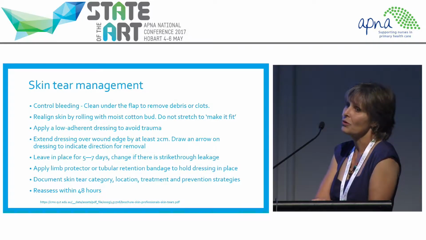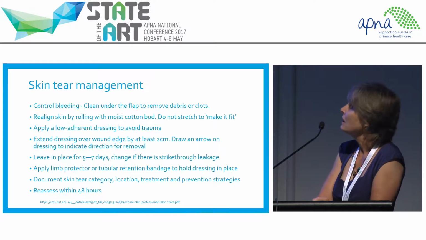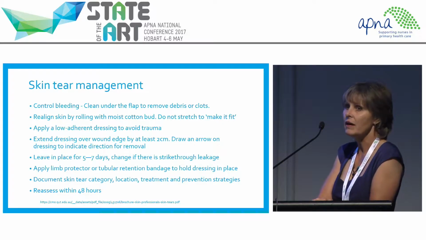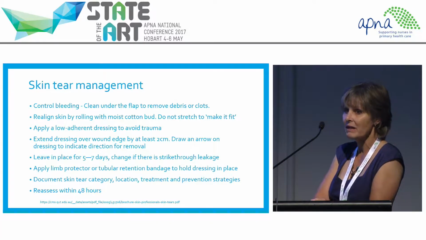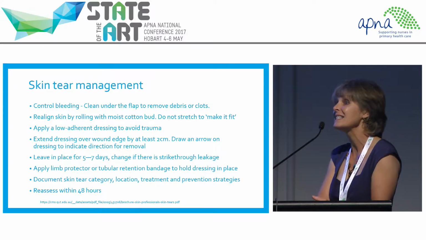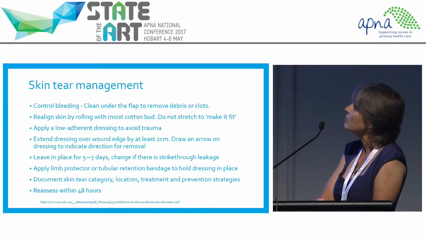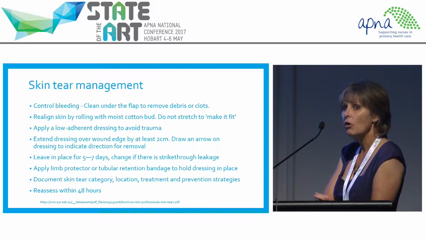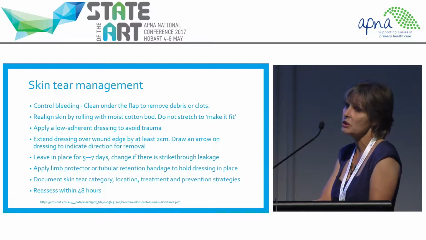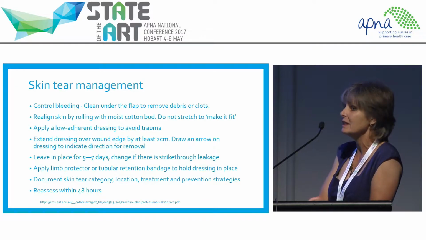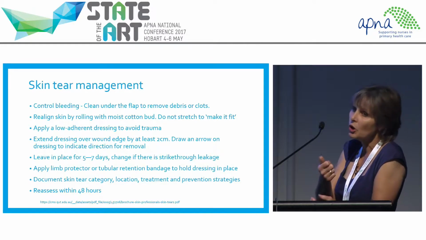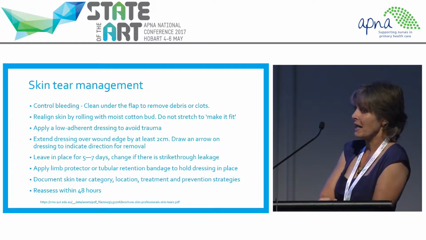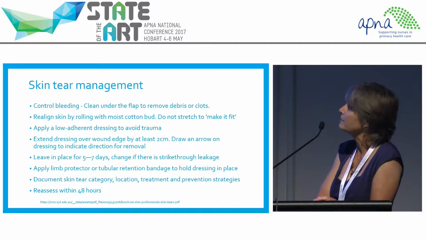Obviously, the most important thing is to control the bleeding initially and clean under the flap. You often find that you've got blood clots underneath that flap. The wound can't heal whilst the blood clot is still there. So we do need to get rid of that blood clot and realign the skin, using either a cotton wool bud dipped in saline or sterile water, or one of the wound swabs. That works just as well, and it's got a longer stick on it generally. It will help to unroll the wound flap so you can lay it back over the wound again.